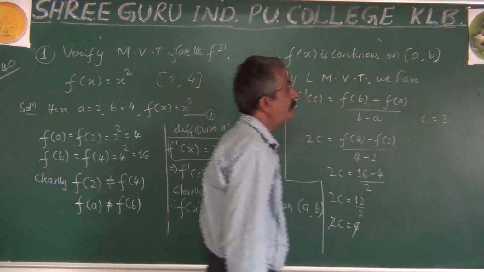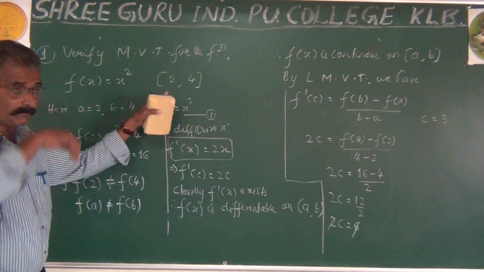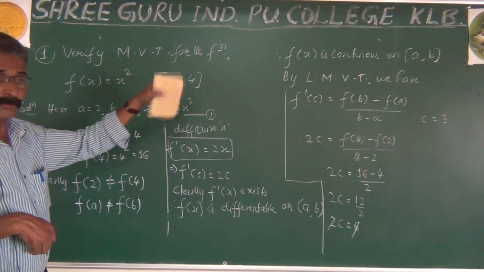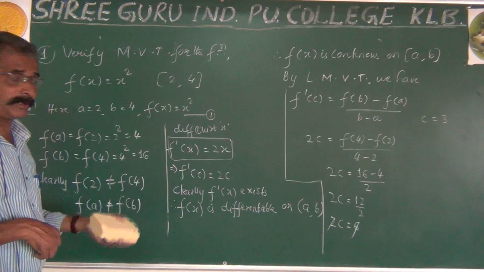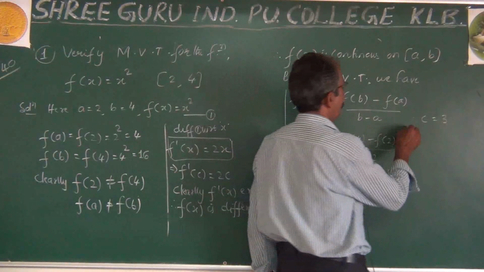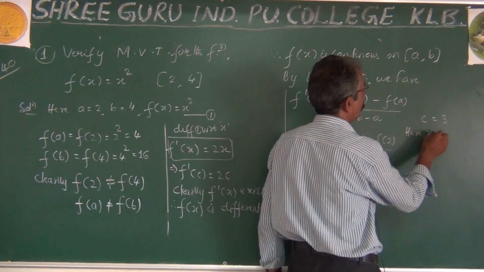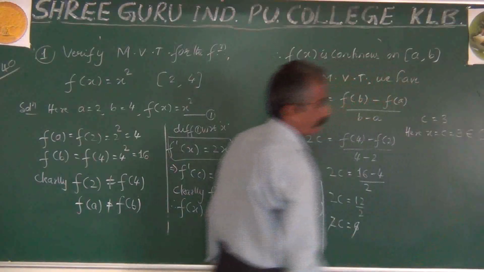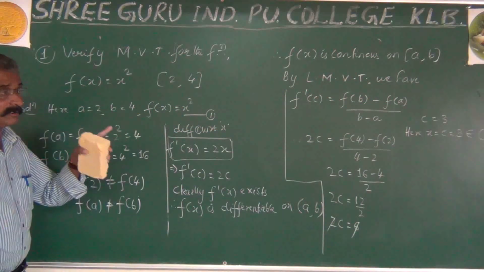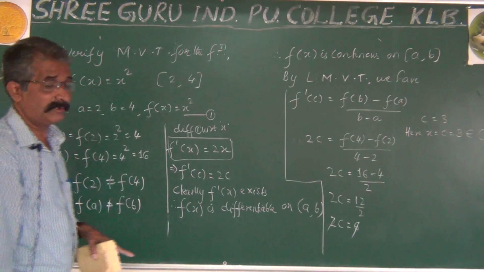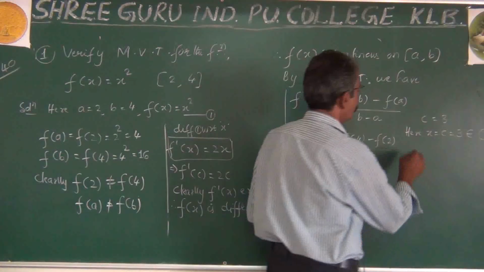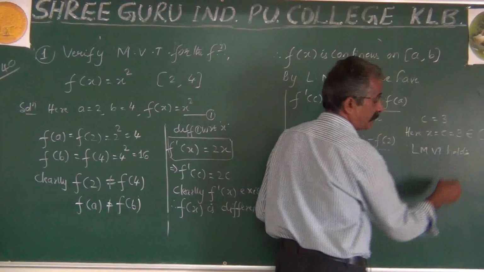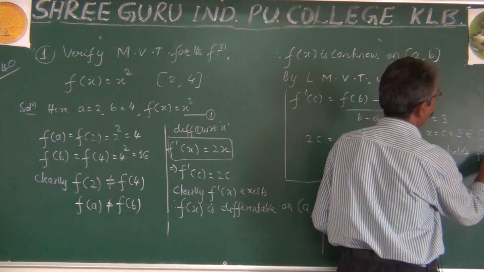And what about c equal to 3? Yes, it belongs to the interval 2, 4. In fact, it is the centermost value, the arithmetic mean. What is the mean of 2 and 4? 2 plus 4 by 2, which is 3. So write here: x equal to c equal to 3 belongs to the open interval 2, 4. That means for that value of x, Lagrange's mean value theorem holds. Therefore, LMVT holds or is satisfied for x equal to 3.